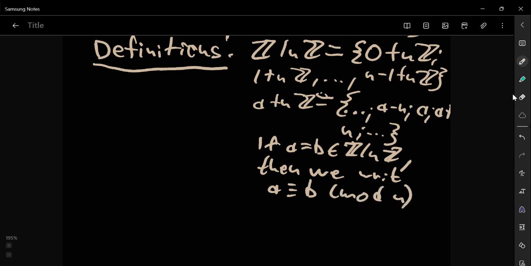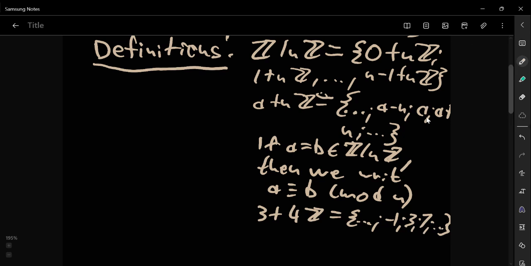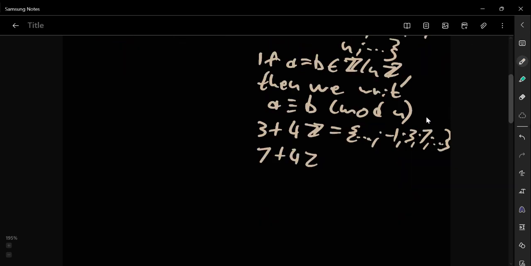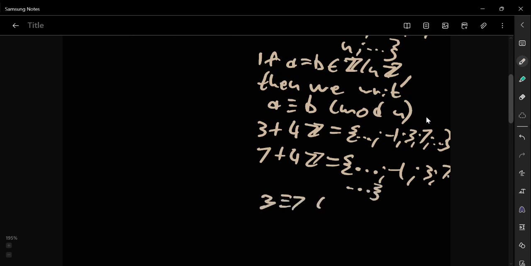For example, I forgot to mention, in the future I will not write a plus nZ, but we'll just write a. So this a and this b actually mean a plus nZ and b plus nZ. For example, 3 plus 4Z is just something like minus 1, 3, and 7, and so on. And notice that 7 plus 4Z is pretty much the same, so it's also minus 1, 3, 7, and so on. So that means that we can write 3 is congruent to 7 modulo 4.